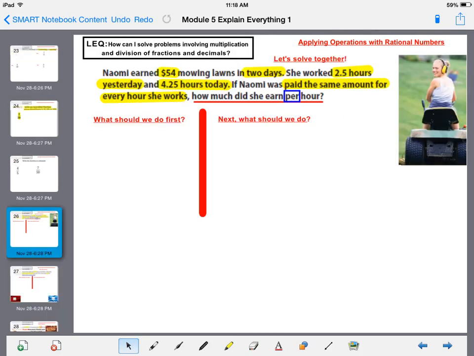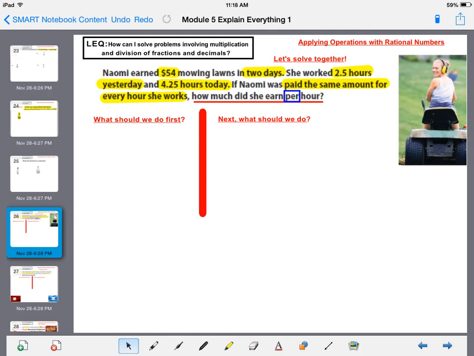Now let's use everything that we know, and let's use this knowledge that we have gathered about multiplying decimals and adding and subtracting decimals and dividing decimals into practice. This question asks, Naomi earned $54 mowing lawns in 2 days. She worked 2.5 hours yesterday and 4.25 hours today. If Naomi was paid the same amount for every hour that she works, how much did she earn per hour?